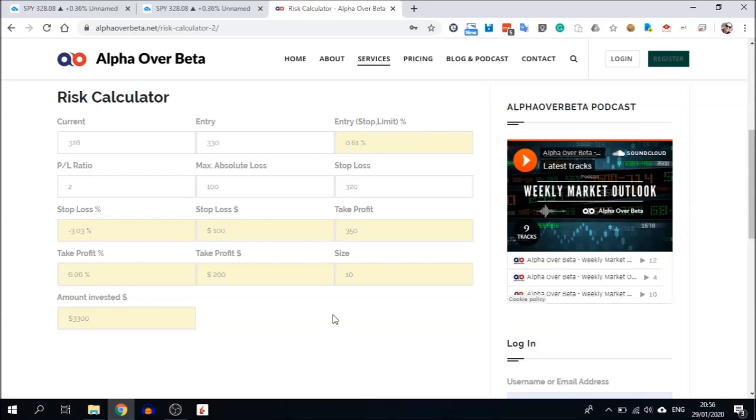Okay, so that's the app we have on Alpha over Beta to calculate the requested size and the amount invested for each and every order. And this way you manage your risk.